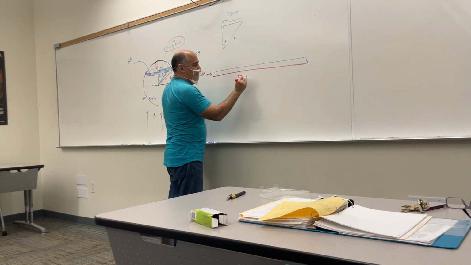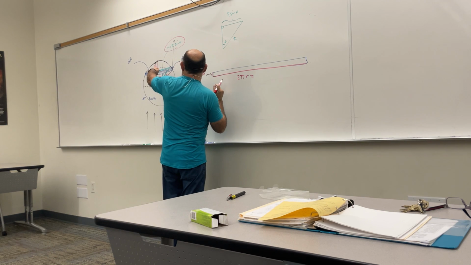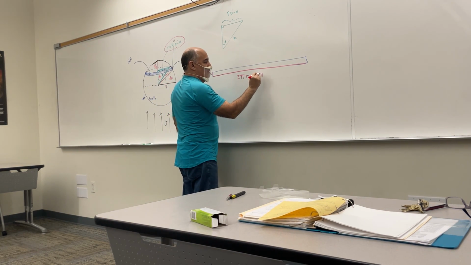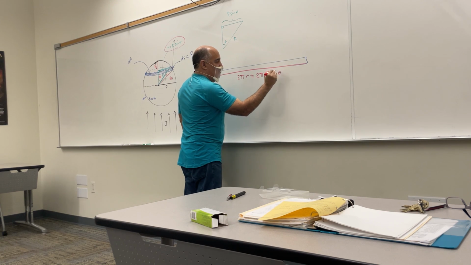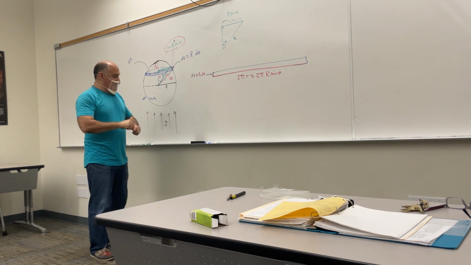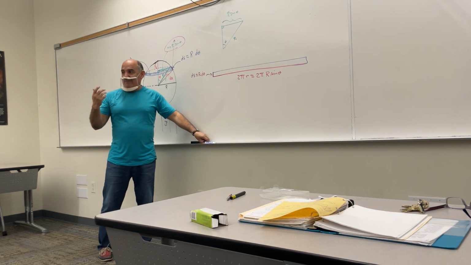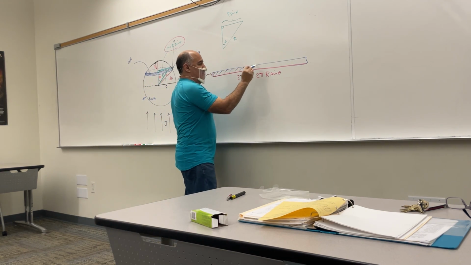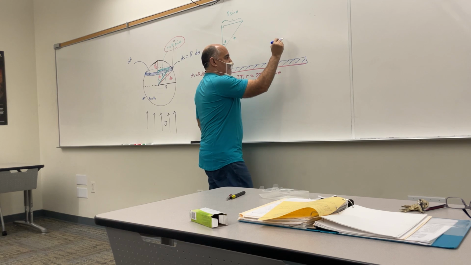2 pi times a little r, which is the radius of that strip, but little r is related to this, right? So therefore, what is the area of the strip? Let me ask you the question again. Maybe by doing this, it's easier for you to see. Now, what is this area?